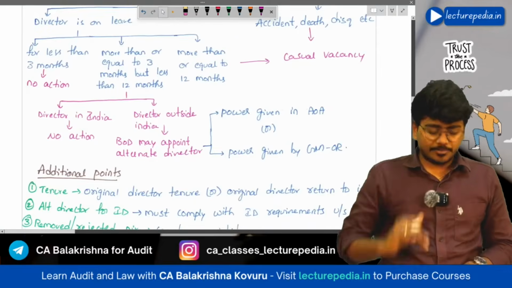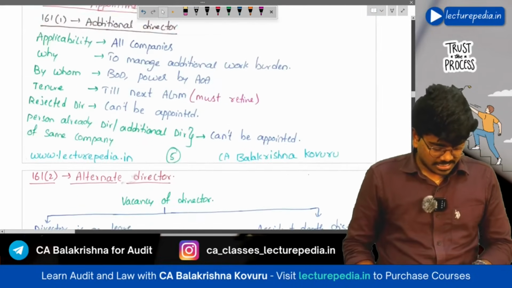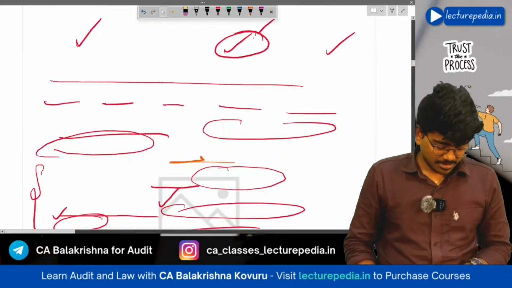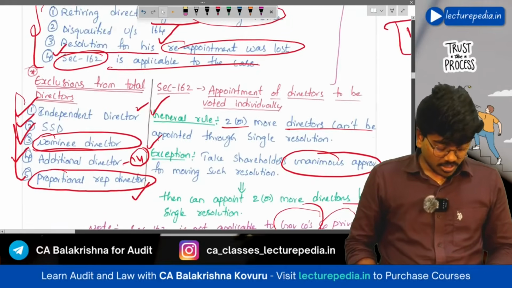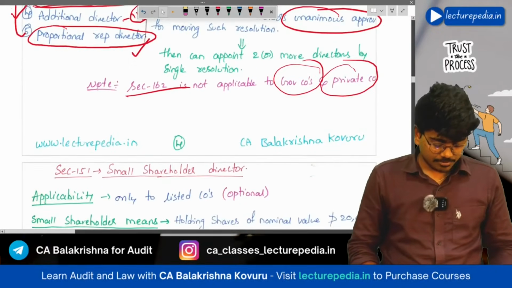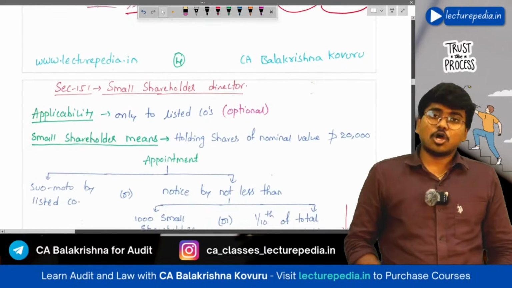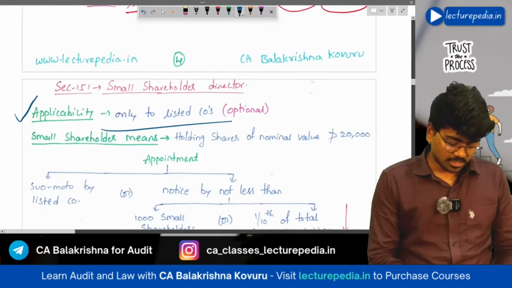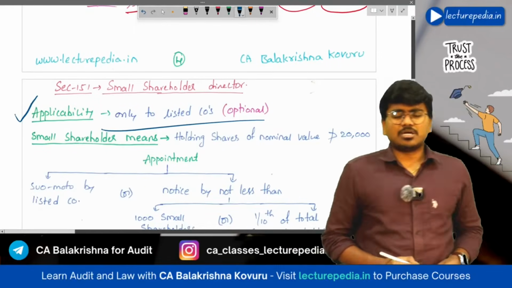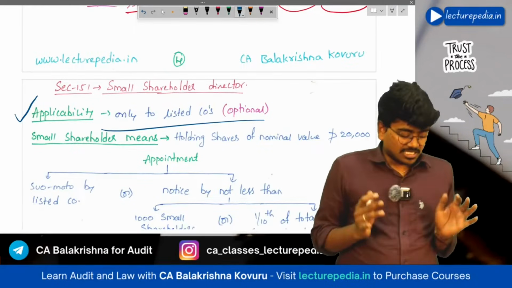It is just optional. It is applicable only for public companies. Even in that public, it is applicable only for listed companies. Even in those listed companies, it is not mandatory. It is just optional. Okay, see, applicability, it is optional. It is applicable to listed companies. There also it is just optional.